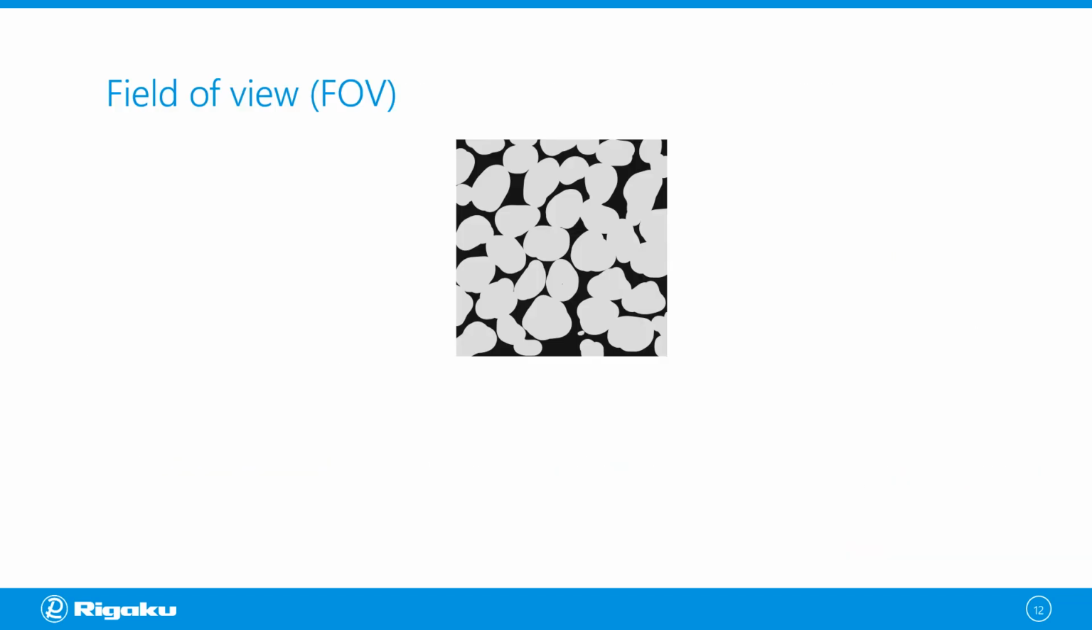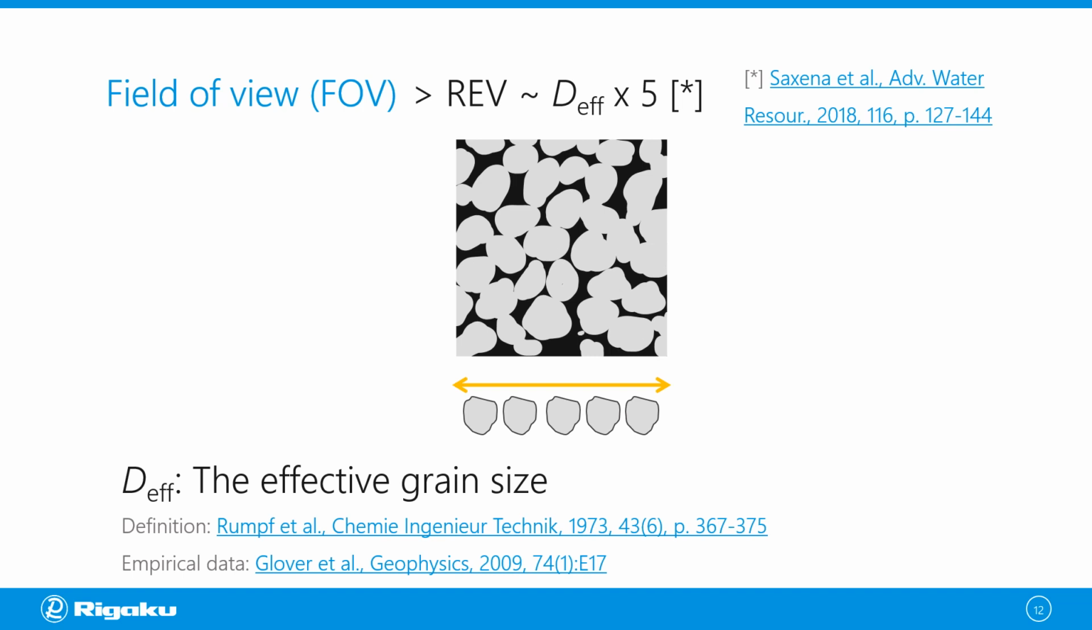First, field of view. You want about 5 representative grains to fit in the field of view. And you can write this in an equation as REV, or representative elemental volume, being about the same as the effective grain size times 5.